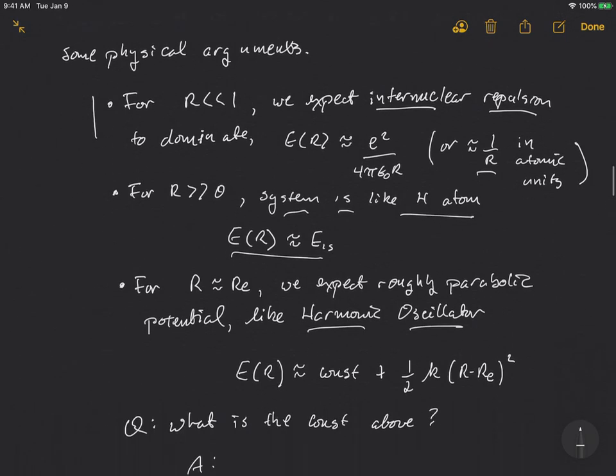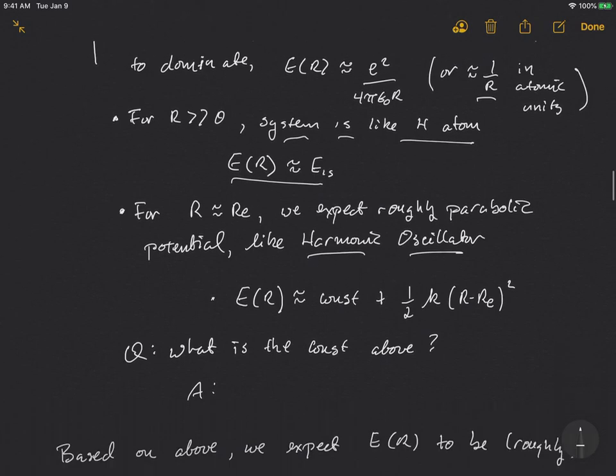And then somewhere in between, based on what we know about molecules, we might expect a roughly parabolic harmonic oscillator type potential where our energy is going to be given by a constant plus 1/2 k times the displacement squared, where k is a force constant.